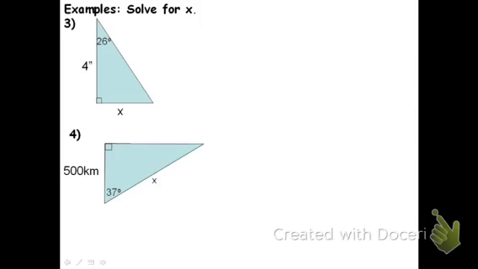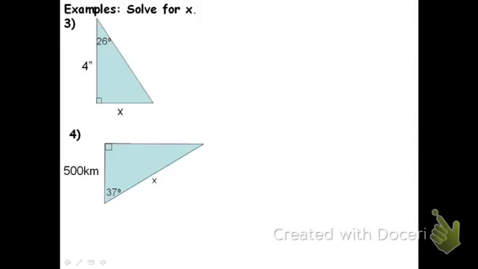Now hopefully you've had a chance to work these out. In problem 3, I see that we don't have the hypotenuse listed here. The hypotenuse, the one that's opposite the right angle, is blank. So this is kind of an indicator that I'm going to be using tangent. The other trig functions do have hypotenuse. Tangent is the only one that doesn't.